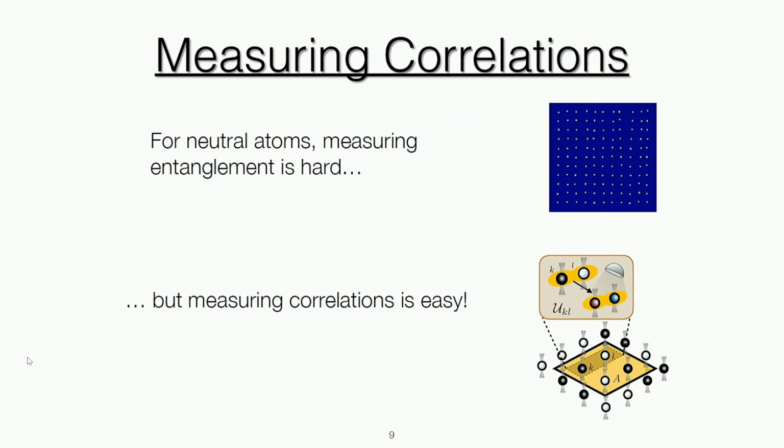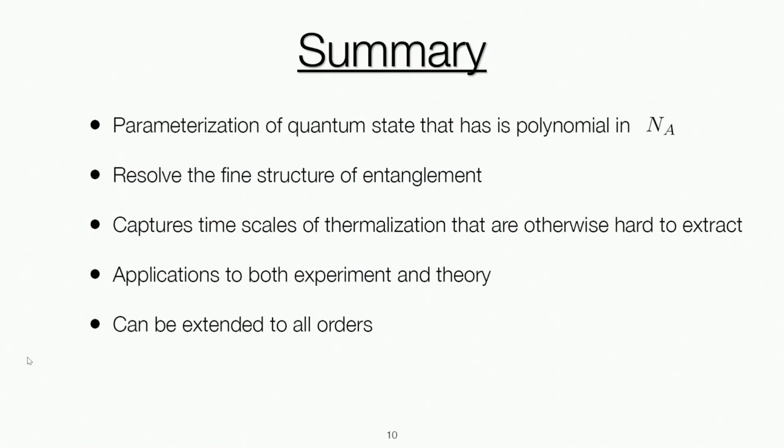So with that, I've given you a parameterization of a quantum state that's low complexity. It scales polynomially with subsystem size. It still has the expressive power to resolve the fine structure of entanglement as encoded by the entanglement spectrum, and it can capture the timescales of thermalization that are otherwise very hard to extract. And it has applications to both experiment and theory, and it can be extended to all orders. I didn't show this, but we've shown how you can basically include any type of correlation you want, any non-Gaussian correlation.